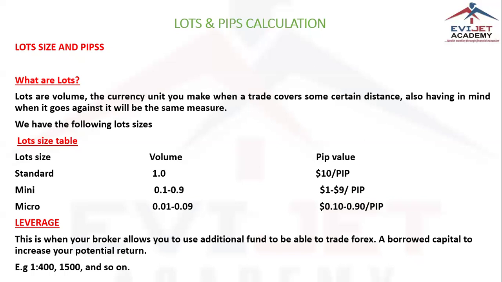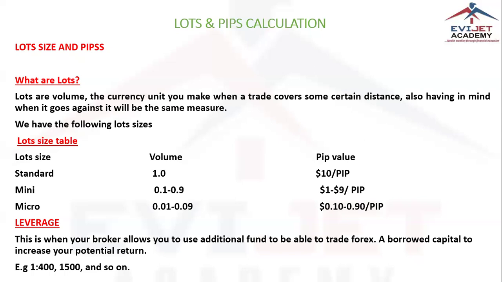One standard lot is equal to $10 per pip. So imagine that you have a $100 account and you are using 1.0 lot. What it means is that it takes only a 10 pip movement for the account to disappear. Only 10 pips, and the account will disappear. So one standard lot size is equal to $10 per pip.